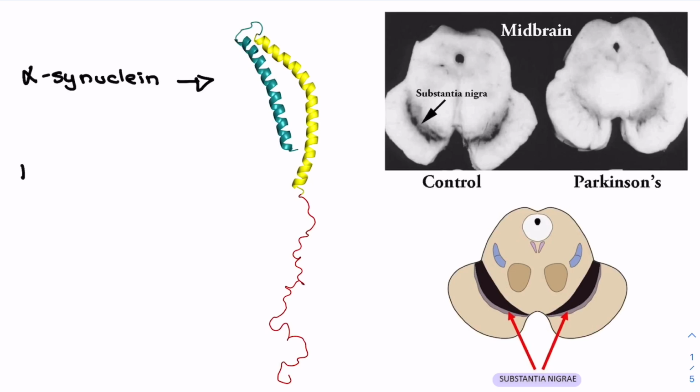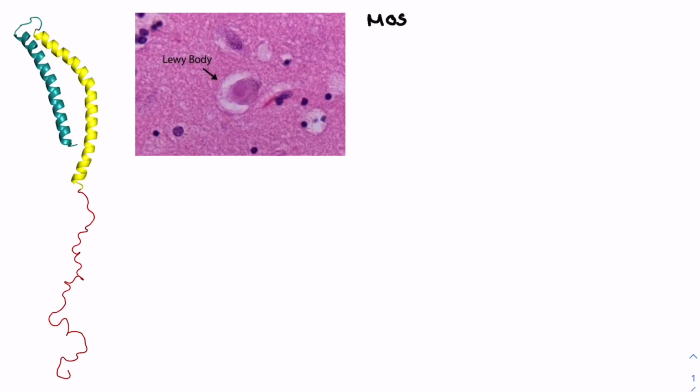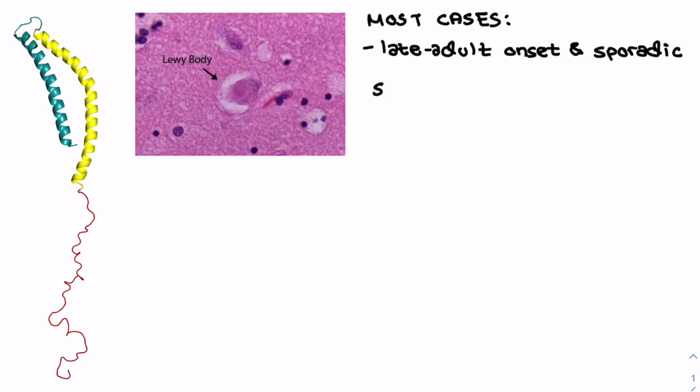In order to begin to study how to prevent this cell death, we must first understand how these cells die. In this video, we will be analyzing one cause for dopamine neuron death in Parkinson's. Most Parkinson's cases are late adult onset and sporadic, but a small fraction of cases are familial. This fraction of familial cases indicates a genetic component to the disease pathology.